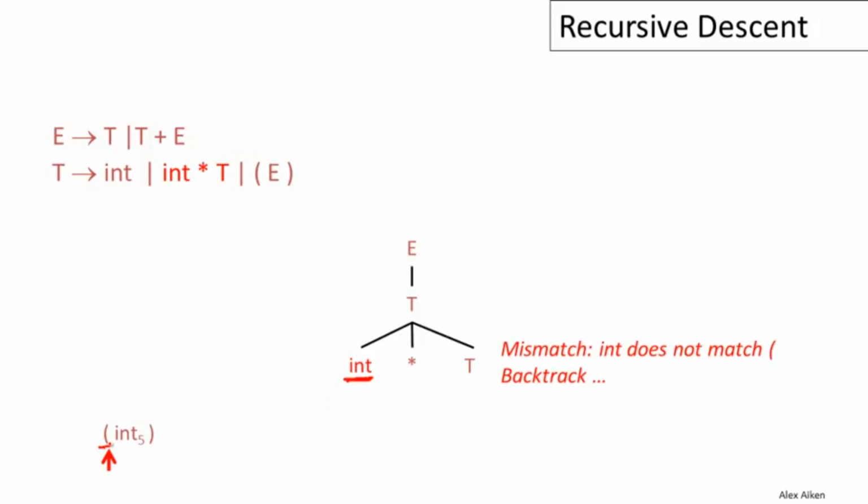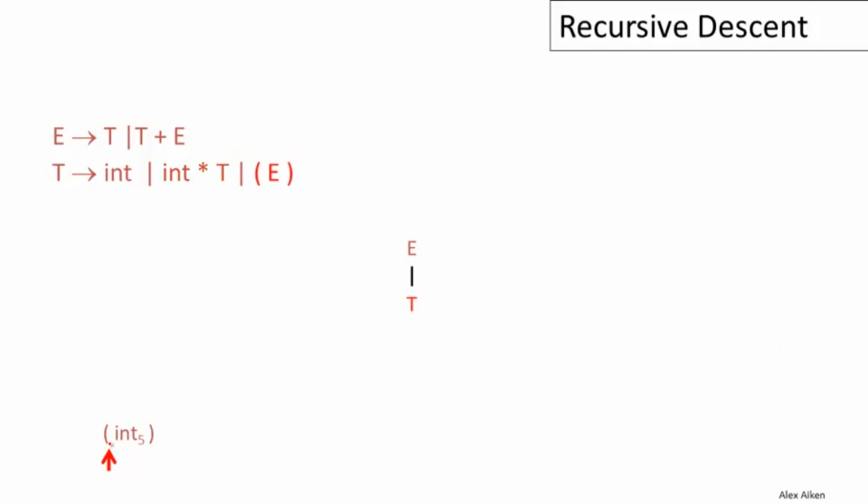So we undo that decision. This takes us back to trying alternatives for T. There's one more possibility, and that's T goes to open paren E close paren. So we expand T using that production. Now we can compare the open paren we generated with the open paren in the input, and they match. That's good. That means we might be on the right track. And since they match, anything we do in the future is going to have to match the rest of the input, so we advance the input pointer.